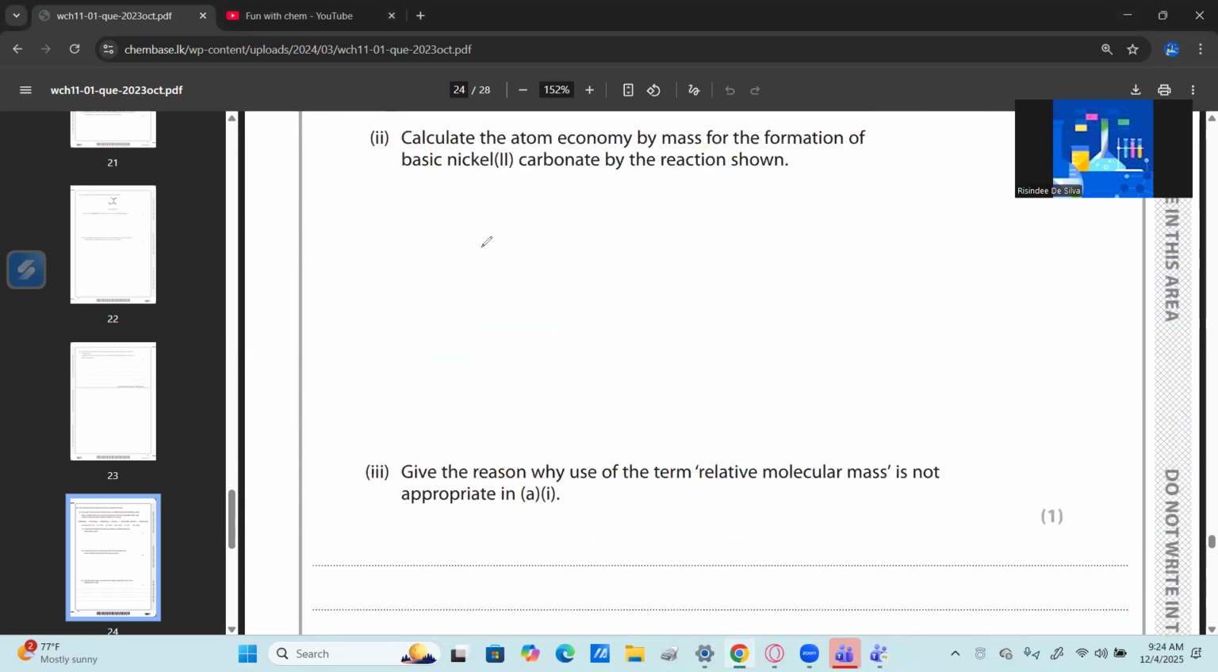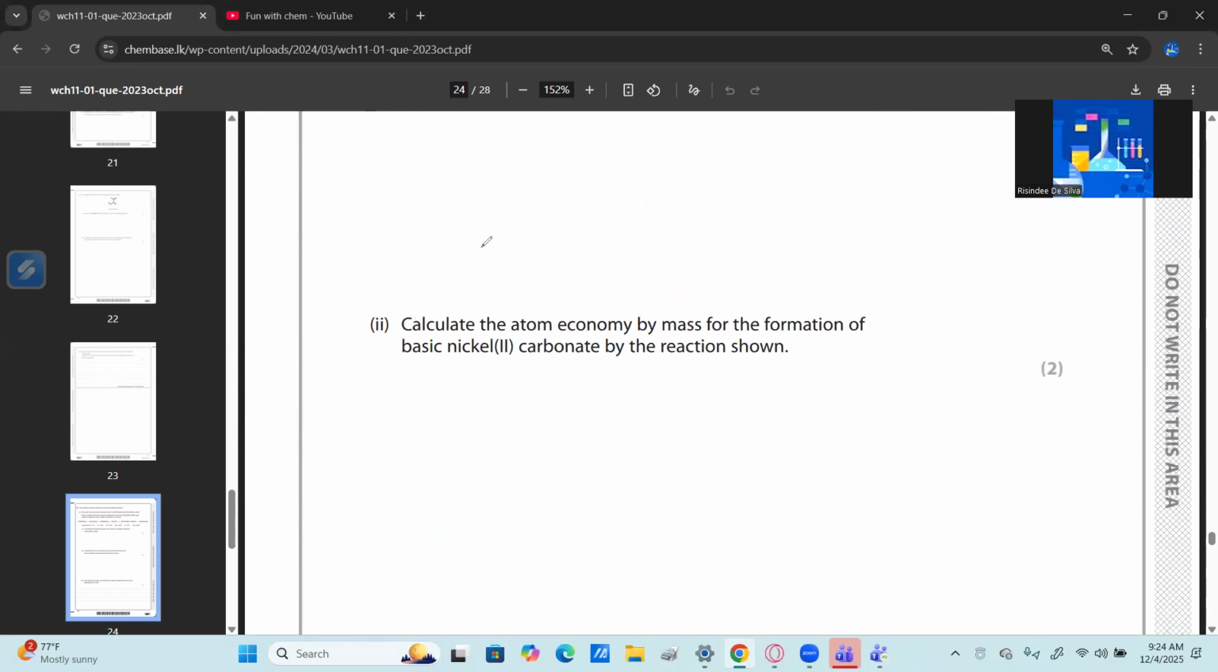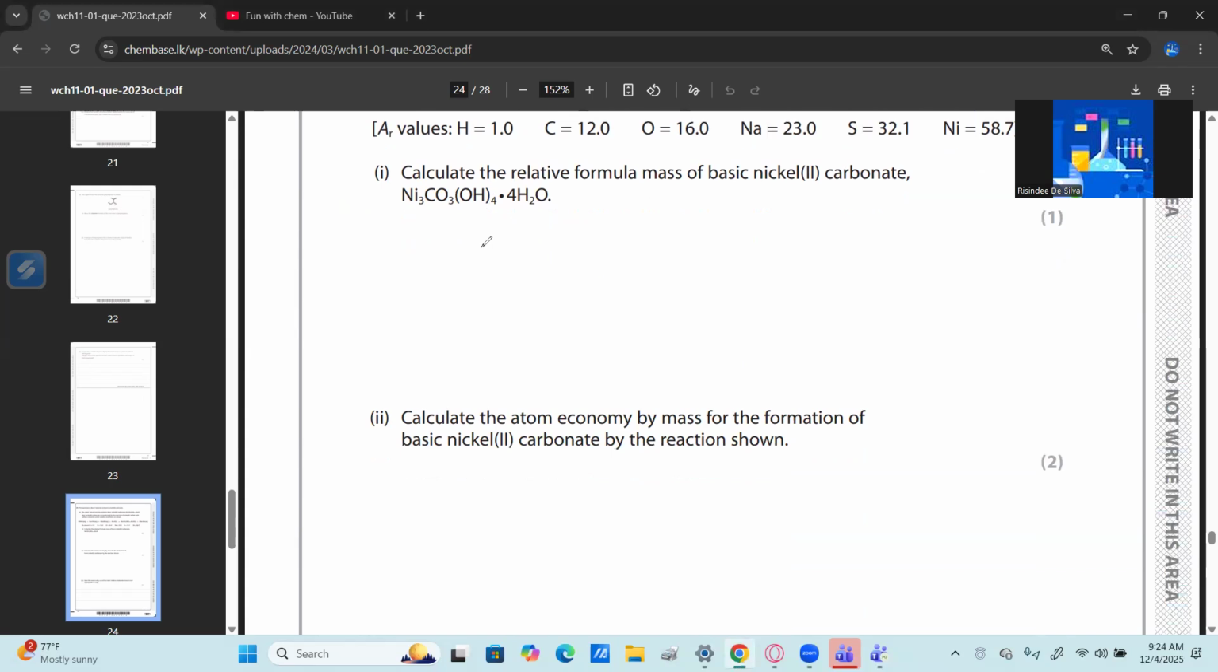Give a reason why use of the relative molecular mass is not appropriate in A1. So we can see it's an ionic compound. Normally we use formula mass for ionic compound. So you can write because it's an ionic lattice or it has a giant lattice structure.